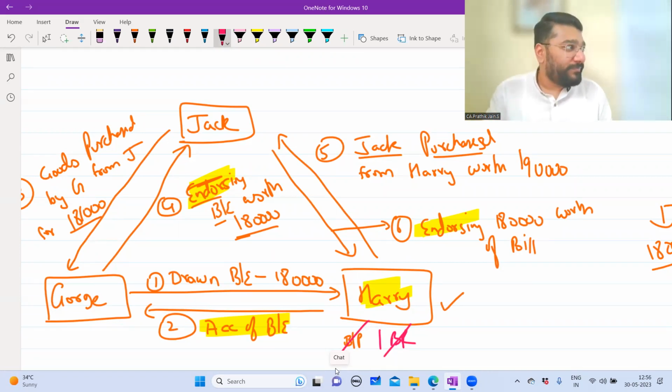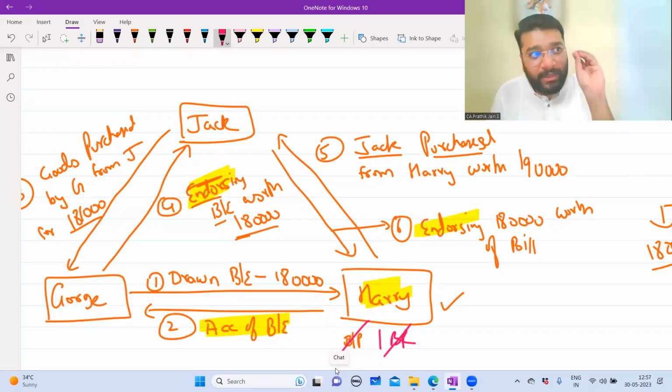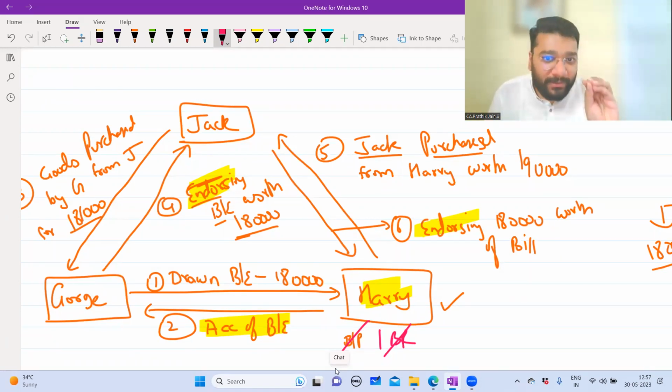Correct? Till this question is clear or not clear? 100% not clear. It will be only 30 to 40% clear. If you're clear with 30%, I'm happy. Hello? Online people.